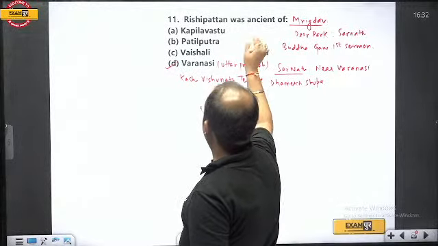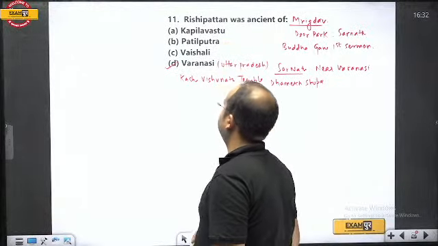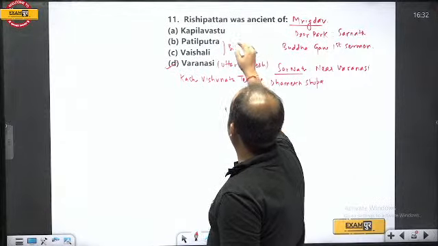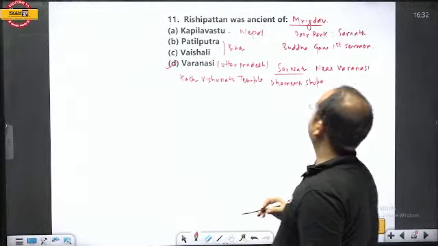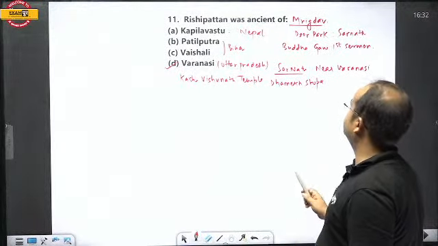Then Kapilvastu, that is the birthplace of the kingdom of Buddha. Patliputra and Vaishali, these two are in Bihar. This is in Nepal. So the correct answer will be, guys, option D, that is Varanasi, in Uttar Pradesh.